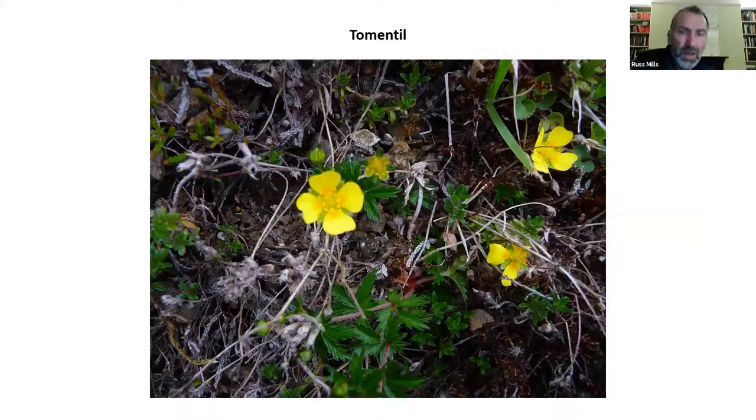Another really common one we see is this tormentil. Again, I'm sure you've seen these little yellow flowers. They're only about 5 millimeters across. It's a member of the Potentilla family, and Potentillas are also called cinquefoils. Cinquefoil means five petals in French, and this one only has four. It is the only member of the Potentilla family to have just four petals.